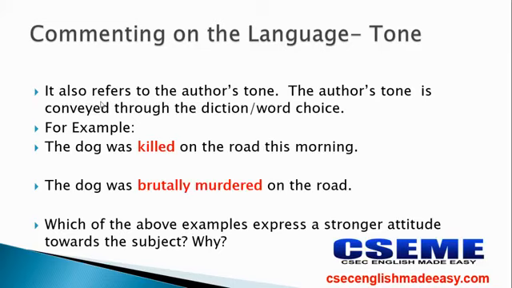Now, in looking at writer's tone, we look at how the tone is conveyed through the use of words or word choice, and oftentimes you hear the word diction. So we're looking at how the writer's tone, as I said before, is conveyed through the use of words. Let's look at two examples. For example, we have: the dog was killed on the road this morning. Look at the use of the word killed. Look at the sentence.